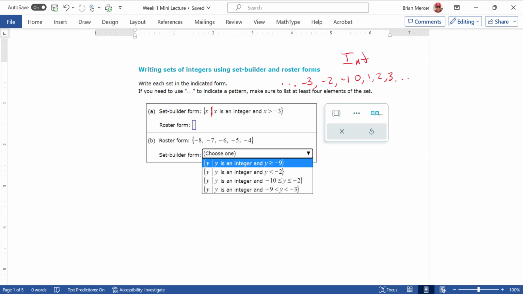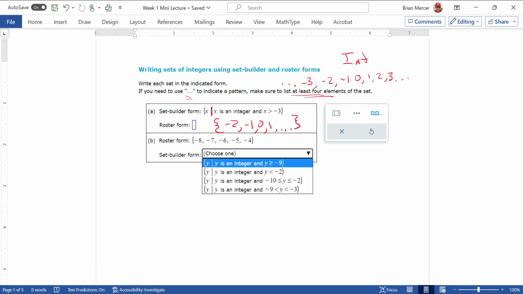So roster form means we're going to use a little curly brace. Greater than -3 means -2 would be the first one, then -1, 0, then 1, and you can write 2, 3, 4, as many as you want. But notice it says if you use the dot, dot, dot, the ellipses, to indicate a pattern, make sure you list at least 4 elements. So -2, -1, 0, 1. I could write 2 if I wanted, I could write 3 if I wanted, but 4 is enough. So dot, dot, dot, and then close the curly brace. So that's the roster form for how you would list all of the integers that are greater than -3.